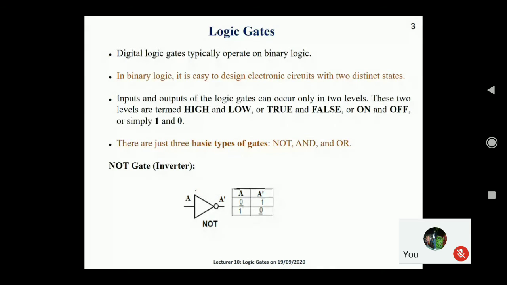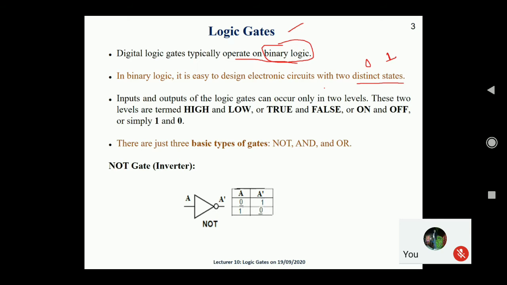Digital logic gates typically operate on binary logic. What type of inputs we are providing and what type of outputs are coming is based on binary logic. Remember one thing, in binary logic it is easy to design an electronic circuit with two distinct states. I have already discussed, one is called 0 and one is called 1. Only two voltage levels or signal levels are there, so there are two distinct states.